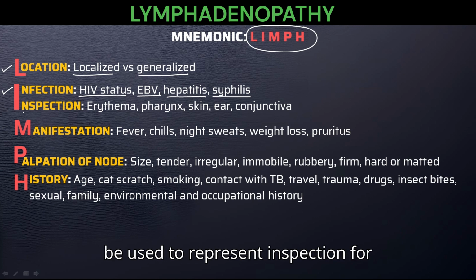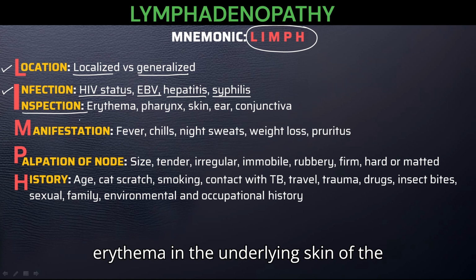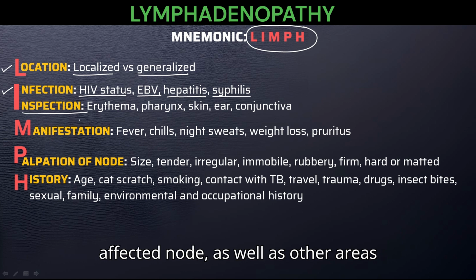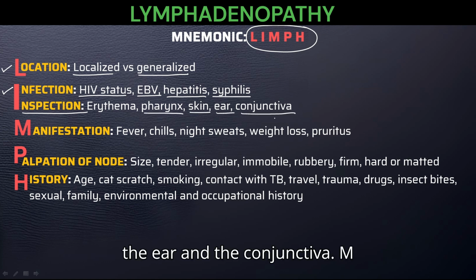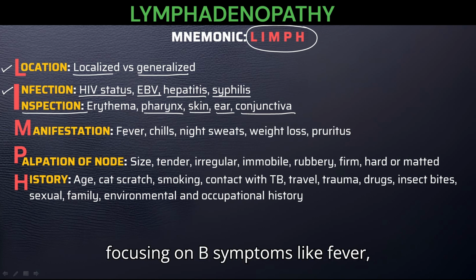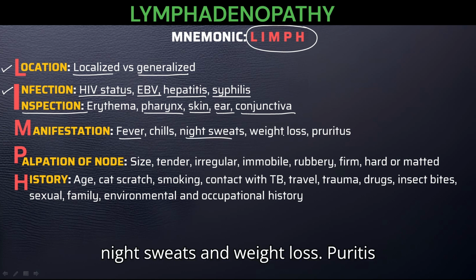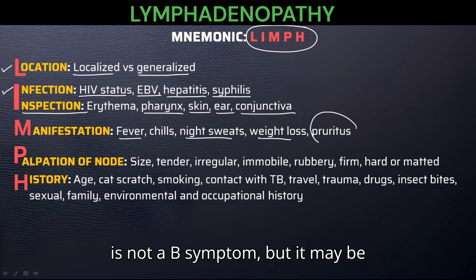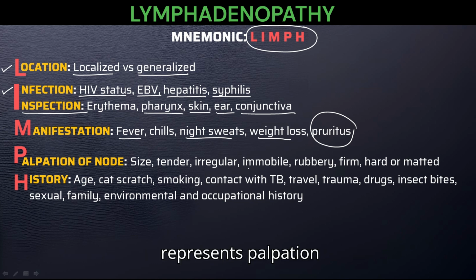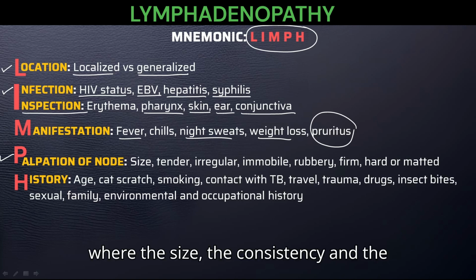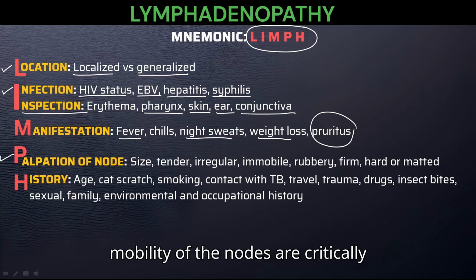I may also be used to represent inspection for erythema in the underlying skin of the affected node, as well as other areas that may include the pharynx, the skin, the ear, and the conjunctiva. M stands for manifestations, usually focusing on B symptoms like fever, night sweats, and weight loss. Pruritus is not a B symptom, but it may be encountered in lymphoma. And P represents palpation, where the size, the consistency, and the mobility of the nodes are critically assessed.